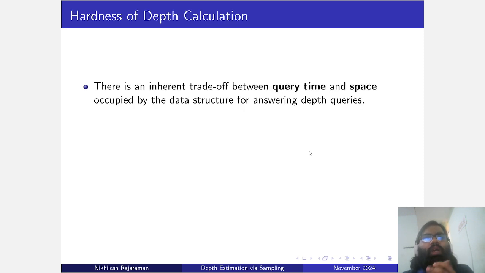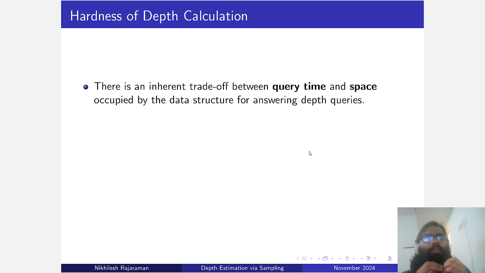So now when we talk about the hardness of a depth calculation problem, there are really two factors to consider here. The first is the query time. The second is the space complexity of whatever data structure we use. And what we're really interested in is the trade-off between these two quantities, because really to improve the query time, we typically have to use more space and create larger data structures.